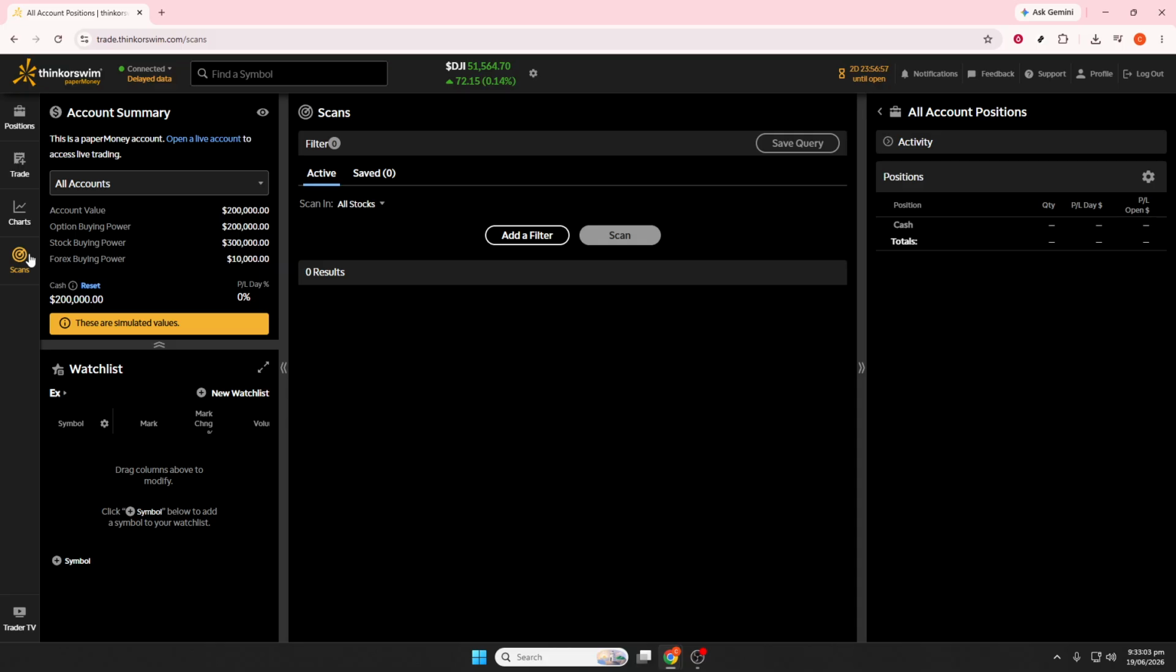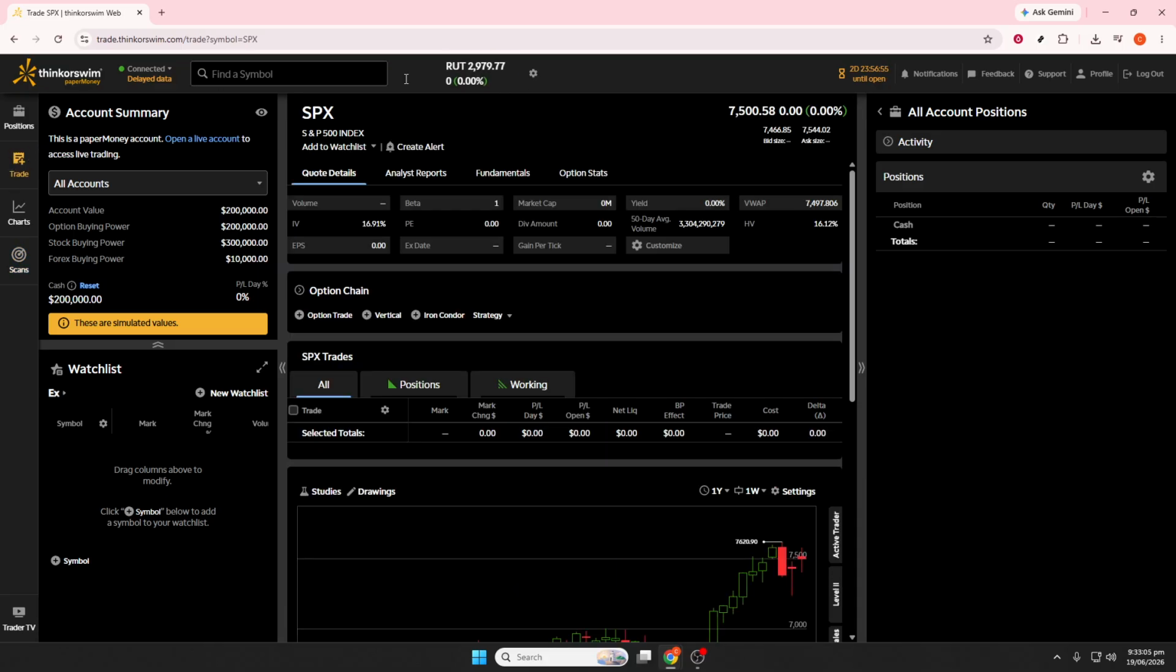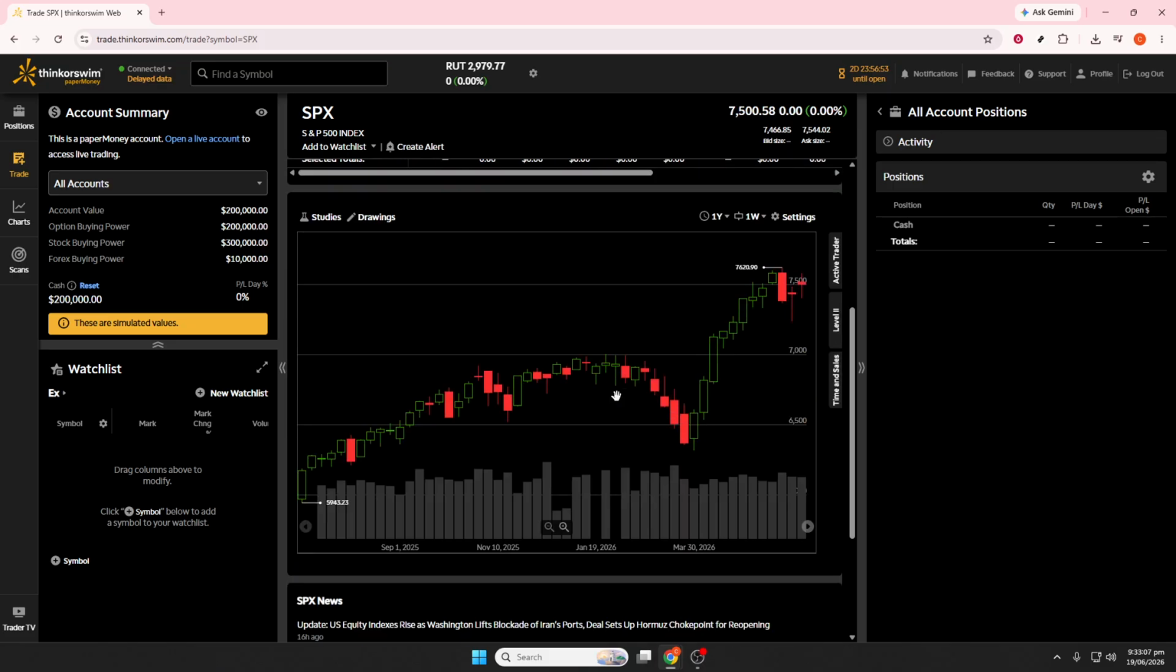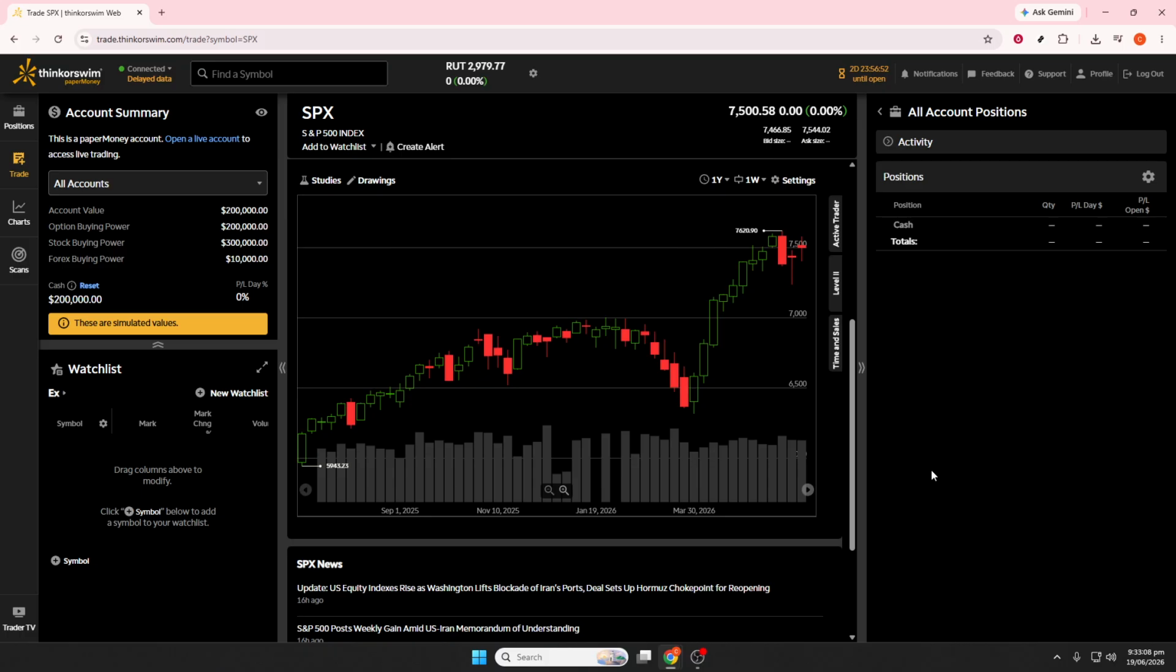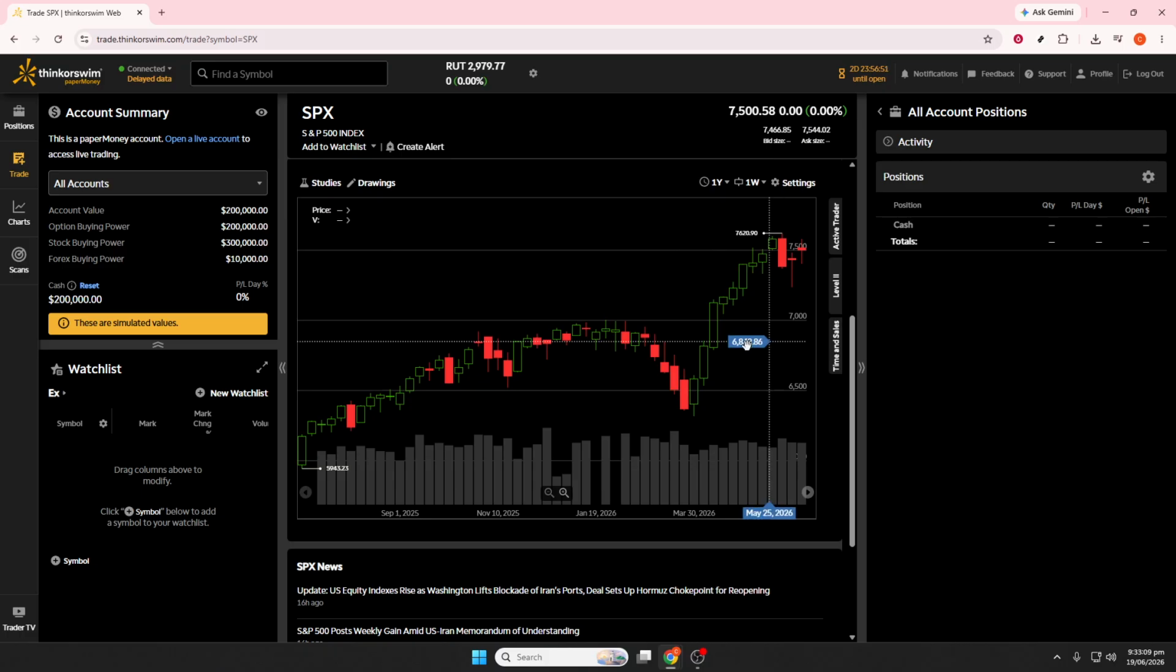After that, add volume. Go to Studies and select Volume. Volume is important because breakouts are generally more meaningful when they happen with a noticeable spike in activity. If price is moving but volume is weak, that move may be less reliable.